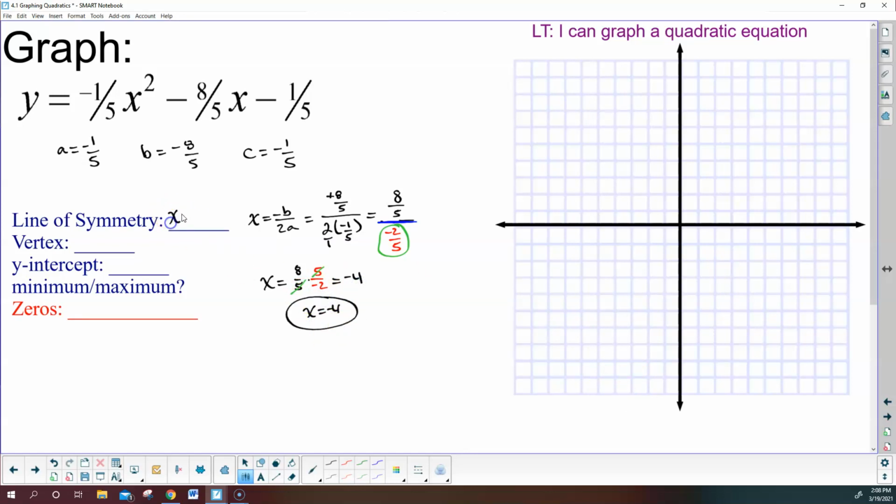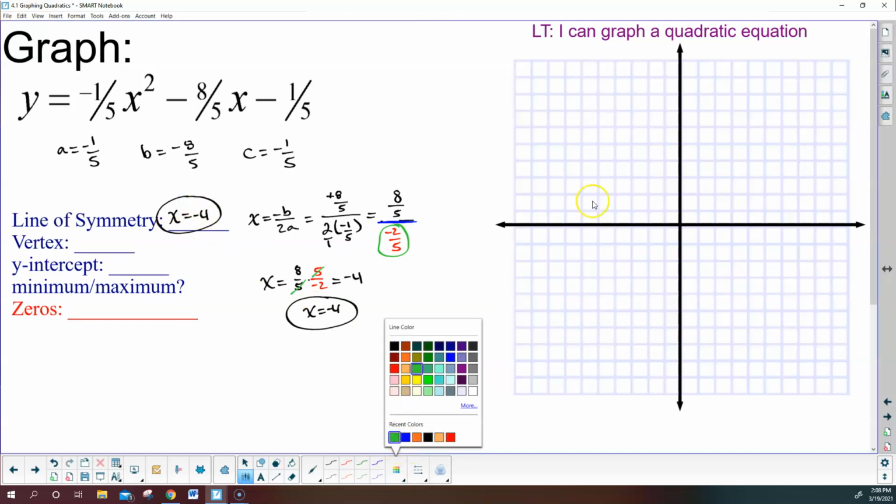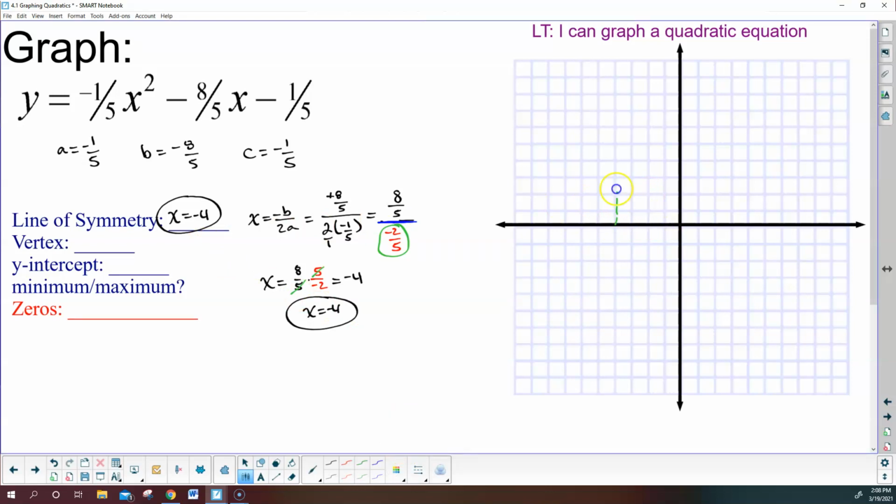So that actually is kind of helpful for a line of symmetry. So let's go ahead and graph that first. Go over negative 4. And there's my axis of symmetry.